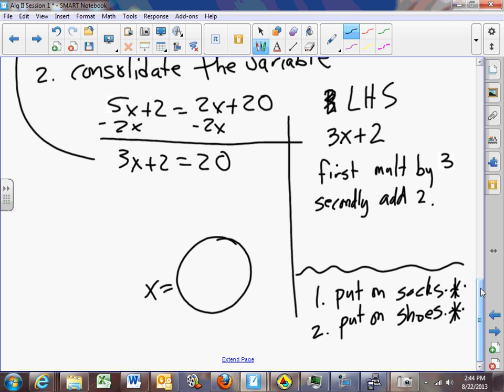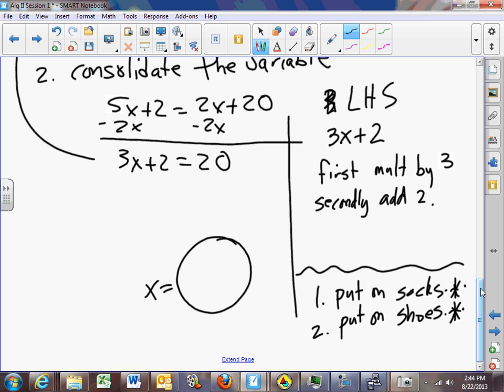So in other words, if the order of operations says we multiply x by 3, then we add 2, to undo that, first we'll undo the add 2 by subtracting 2. And then we will divide by 3 to undo the multiply by 3. Now, if we've got an equation, we will use the addition property of equality and the multiplication property of equality to keep both sides of the equation in balance.